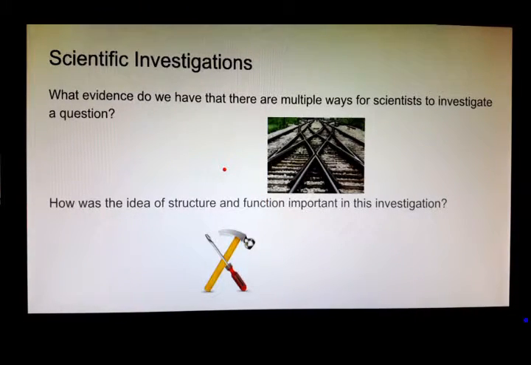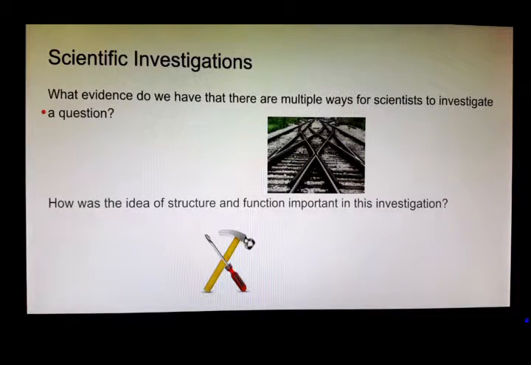Alrighty. That was the content, and now we're getting into how did you actually do the science? So there's a couple questions here that I want you guys to put your attention on, because you all did this, and you probably just didn't even think about it. So what evidence do we have that there are multiple ways for scientists to investigate a question? Think about the different groups. All the groups had slightly different evidence. I'm talking about the embryo research. So all of the groups had slightly different evidence.